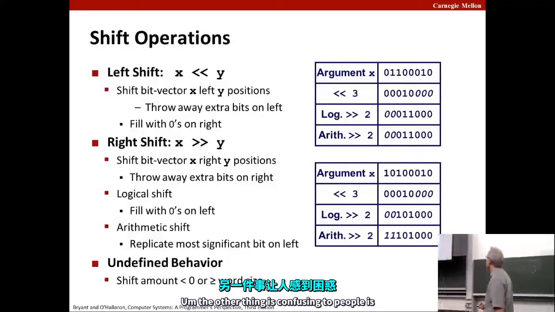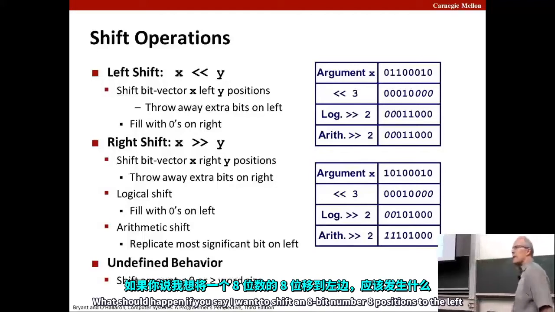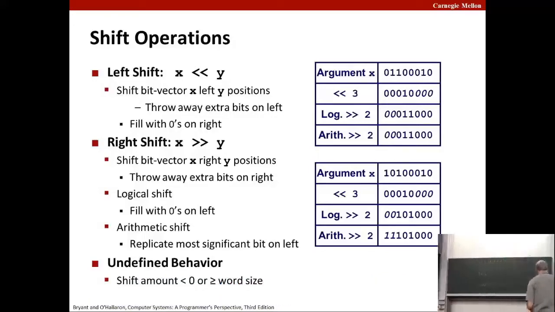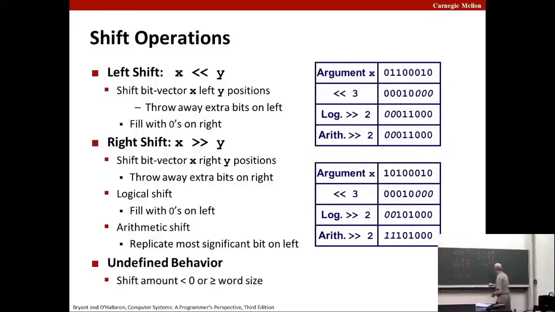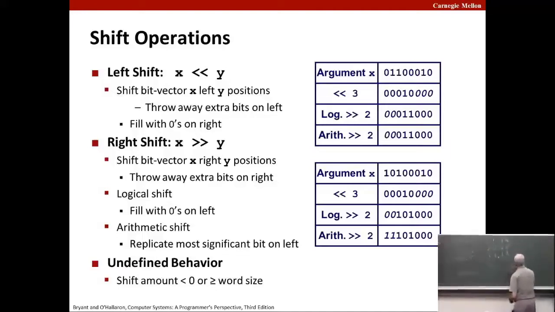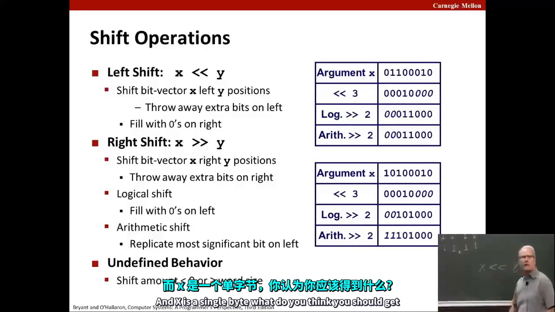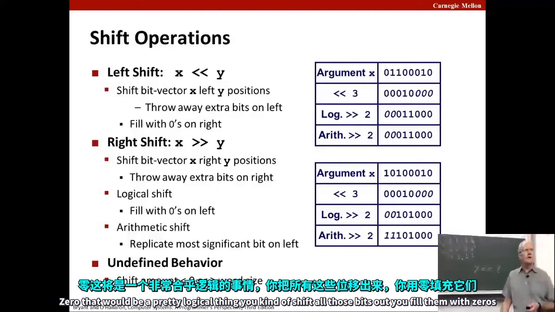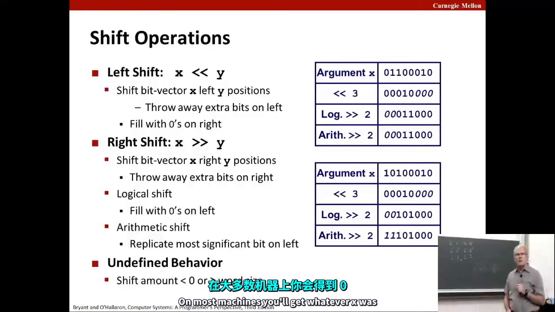The other thing that is kind of confusing to people is what should happen if you say, I want to shift an 8-bit number 8 positions to the left, and x is a single byte. What do you think you should get? 0? That would be a pretty logical thing. You shift all those bits out, you fill them with zeros. But on most machines, you'll get whatever x was.